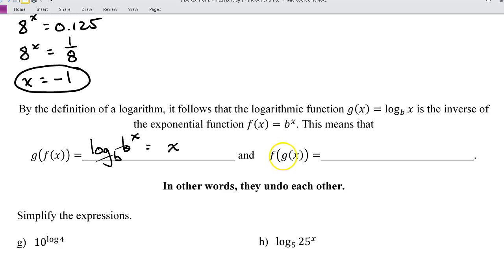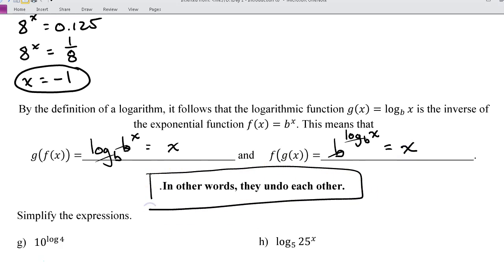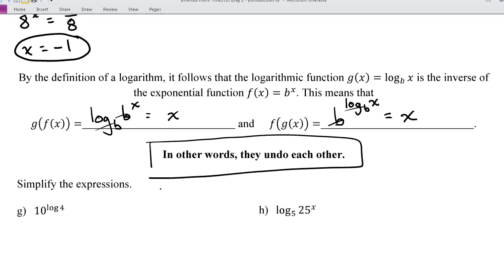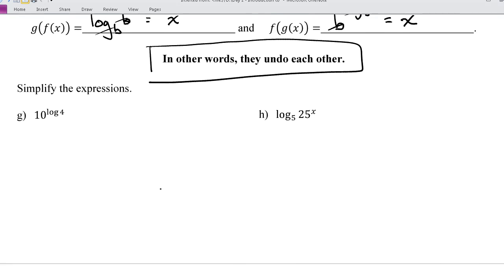Or if we do f of g of x, we're going to have b raised to the log base b of x. These are going to cancel out also, the base and the log base b, so that's going to be x, so they undo each other. Alright, so let's move on to some more examples here.